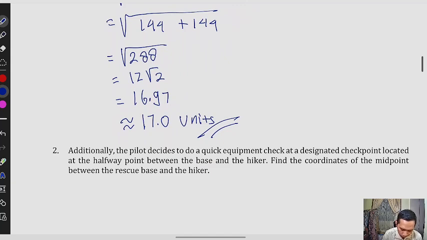Next, number 2. Additionally, the pilot decides to do a quick equipment check at a designated checkpoint located at the halfway. So this is the keyword, everyone, halfway. Okay, the pilot decides to have a quick check at the halfway point between the base and the hikers. This is the key information. Halfway between the base and hikers. Find the coordinate of the midpoint between the rescue base and the hikers.